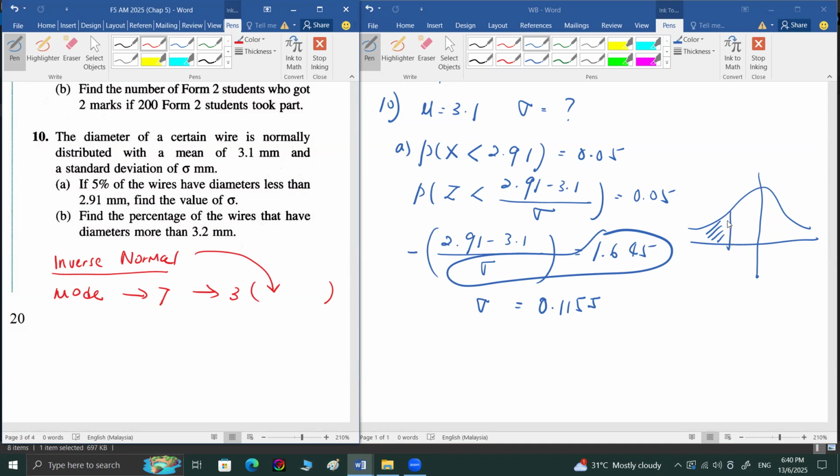Remember I said if the shaded region is the right side, you use 1 minus. So you just need to go direct to Mode. Try and see with the calculator. Mode, number 7, you go 3. The area is, inverse one, 1.645.